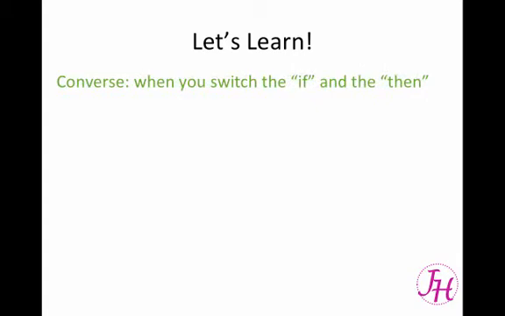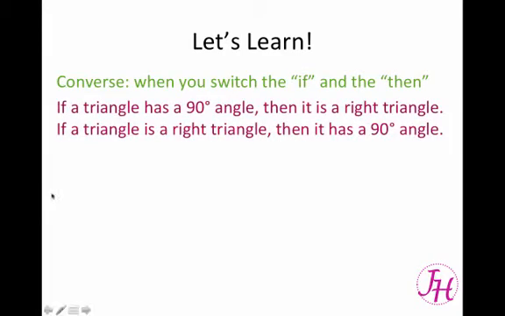A converse is when you switch the if and the then in a statement. So for example, if your original statement is if a triangle has a 90-degree angle, then it is a right triangle. So the converse is if a triangle is a right triangle, then it has a 90-degree angle. So they are converses of each other.